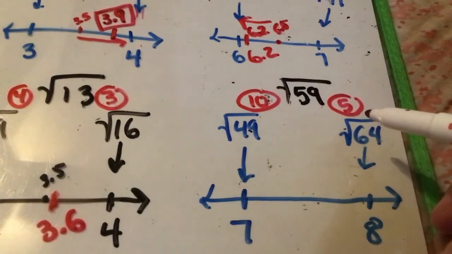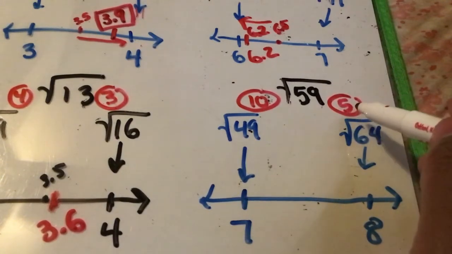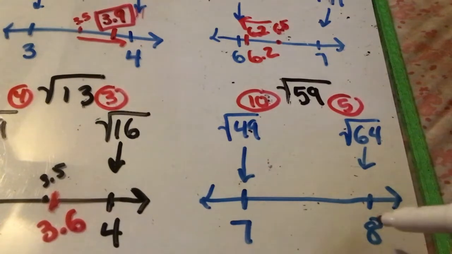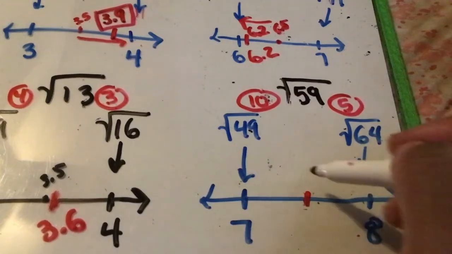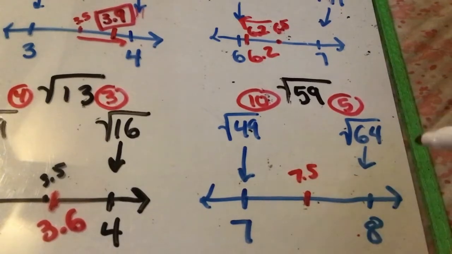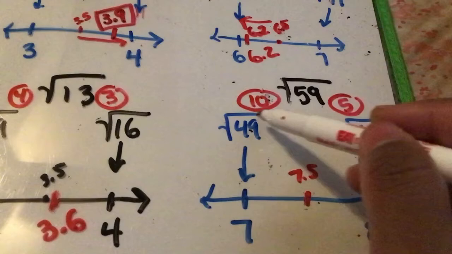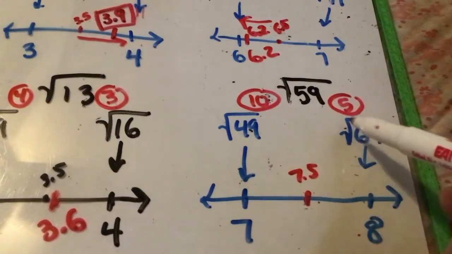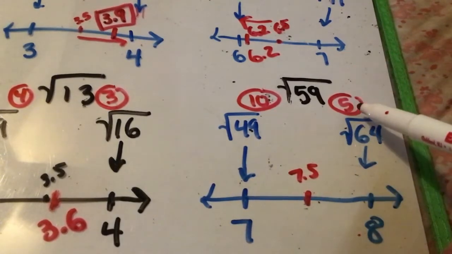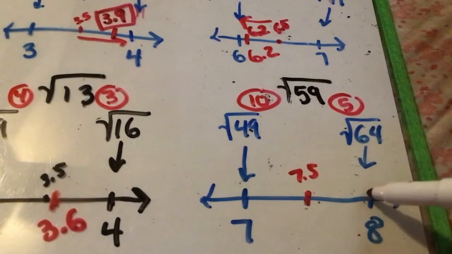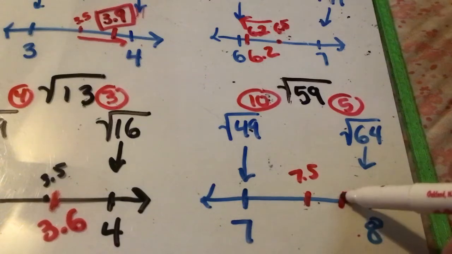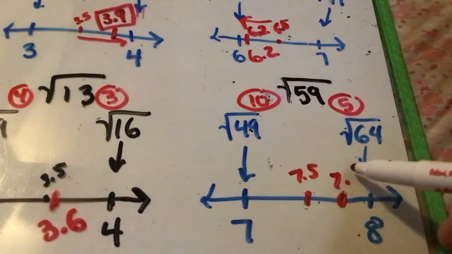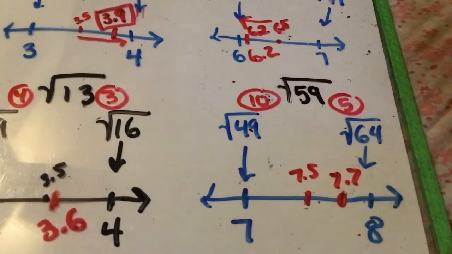59 plus 5 is 64. So it's definitely closer to my 8. So I want a high 7. I know it's got to be a 7 point something. 7.5 is if they would be the same distance or almost halfway in between a 49 and 64. I'm going to make it closer. I wouldn't say it's extremely close. I wouldn't make it like a 7.9. I would either make this a 7.8 or a 7.7. That would be a good estimation.